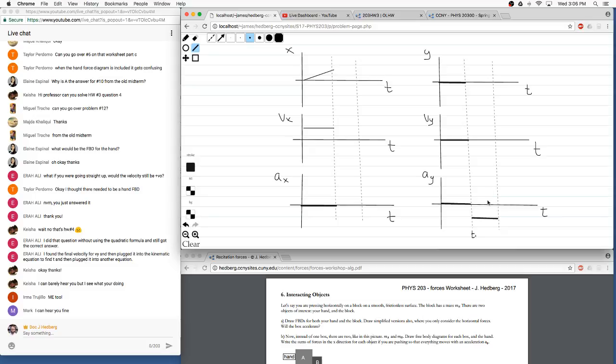Okay, and that would look like this. This would be negative g on the acceleration curve. The velocity in the y direction would be a linear straight line between t1 and t2.